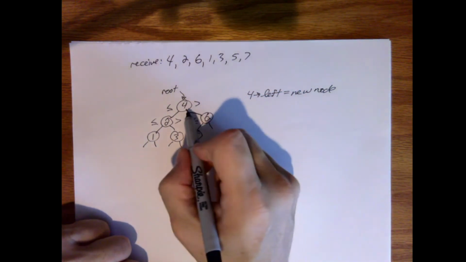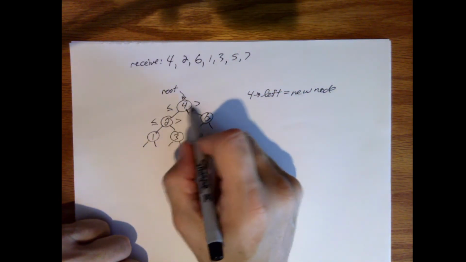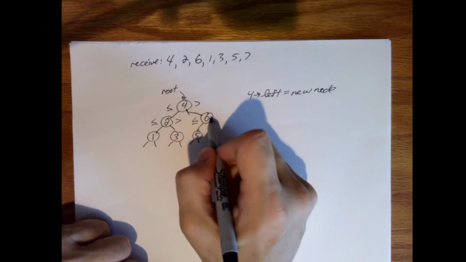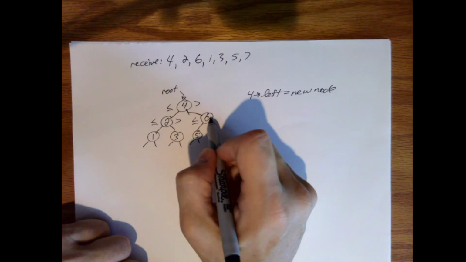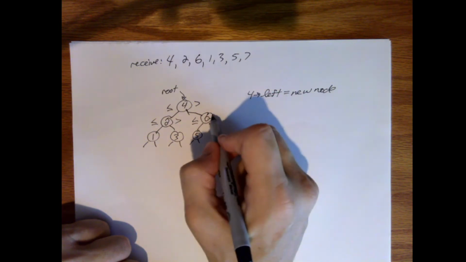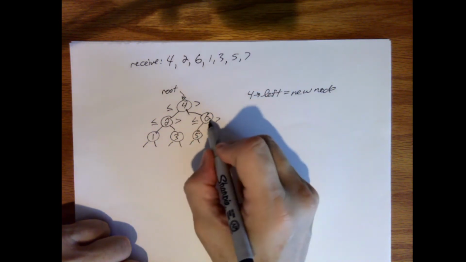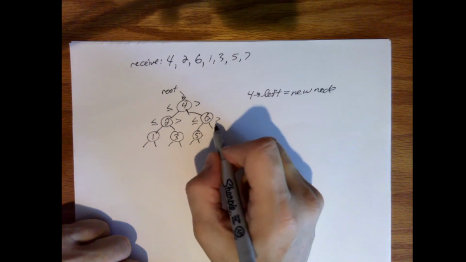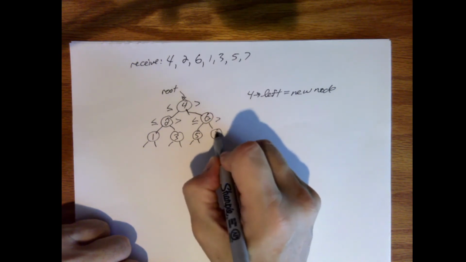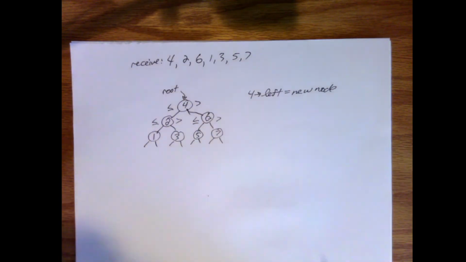Get 7. Is that less than or equal to 4? No. So it's greater than. So I move over to here. Does it attach to the right-hand side? No. So I move down a level. What's the relationship of 7 to 6? It's greater than. Is the left child of 6, or excuse me, the right child of 6 null? Yes. So I can attach the node there, and I'm done.